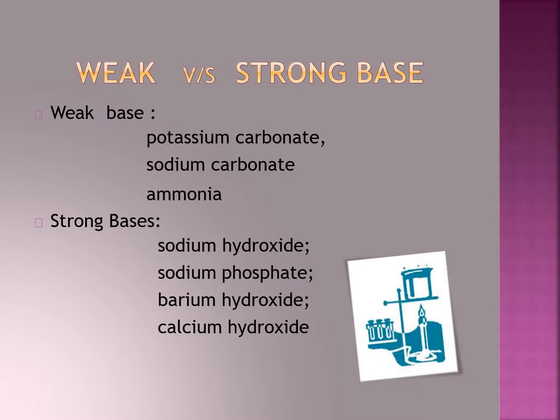Weak versus strong bases. Now let's study about weak bases and strong bases. Potassium carbonate, sodium carbonate, ammonium carbonate: these are all weak bases. Strong bases: sodium hydroxide, sodium phosphate, barium hydroxide, calcium hydroxide. These are all strong bases.